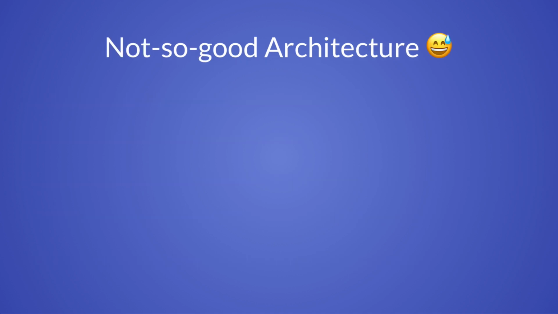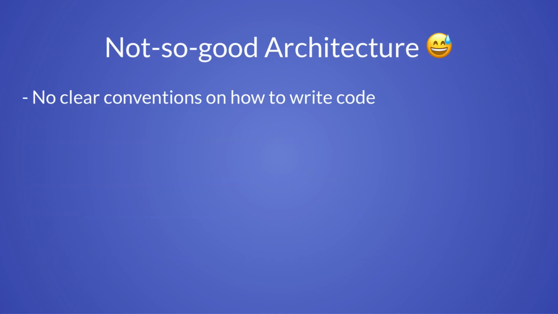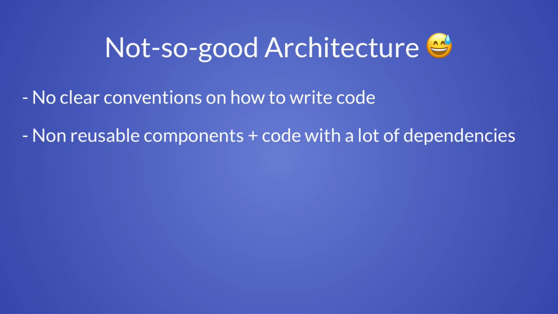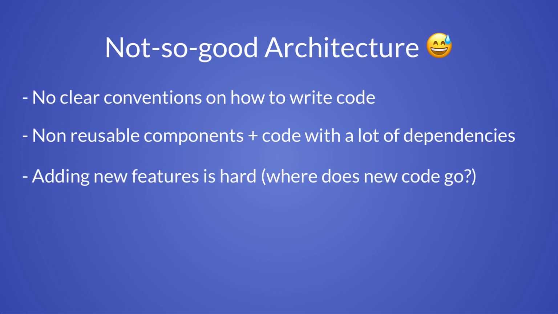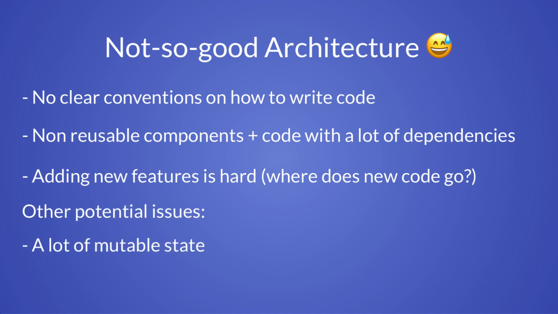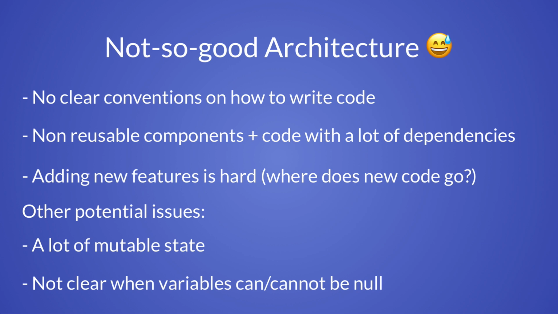On the other hand, when we don't have a good architecture, we don't really have clear conventions for how the code should be written. And if we don't create composable building blocks, then we end up with code that has a lot of dependencies. And this kind of code is hard to understand. And adding new features becomes problematic because it's not even clear where new code should go. Some other potential issues are also common. So the app could have a lot of mutable state, making it hard to know which widgets rebuild and when. And it's not clear when certain variables can or cannot be null, especially if they are shared or copied across multiple widgets.